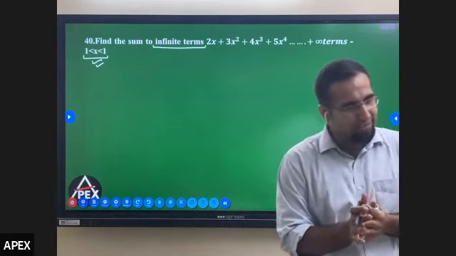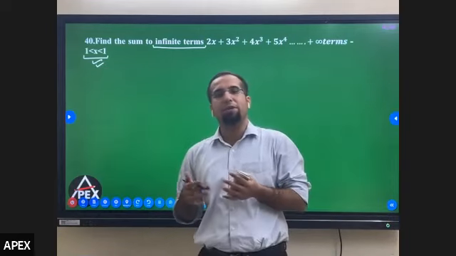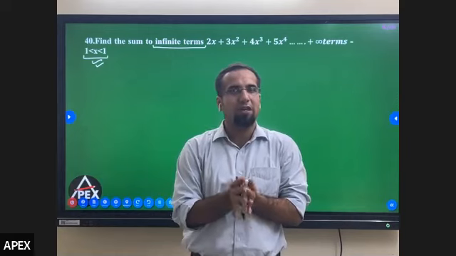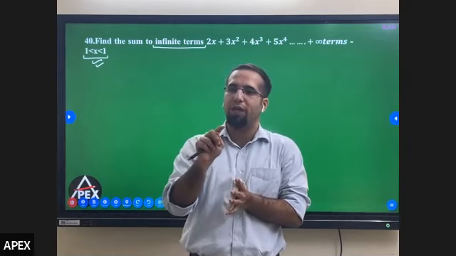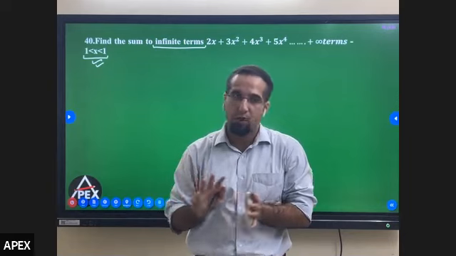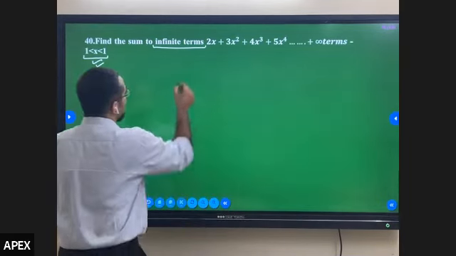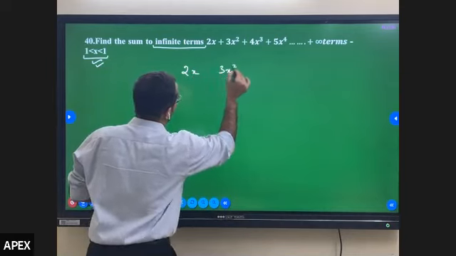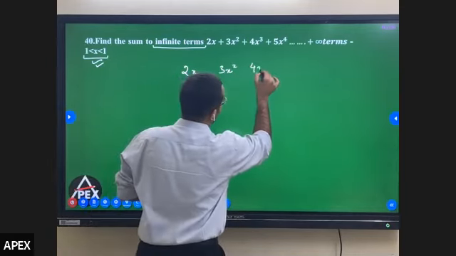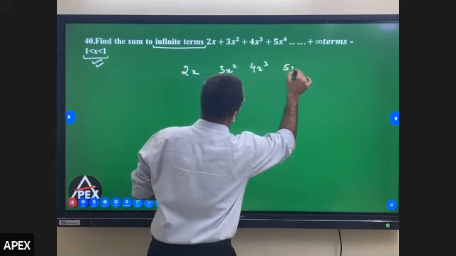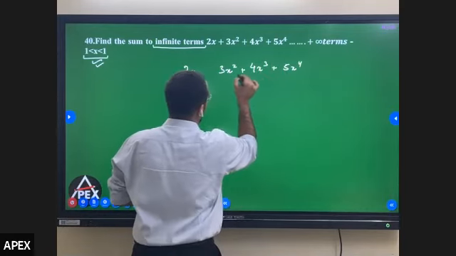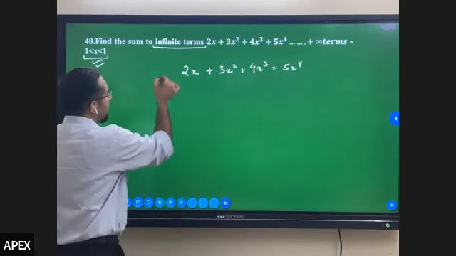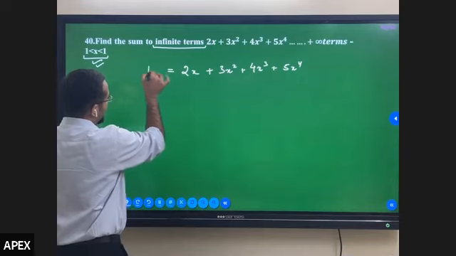Okay, let us discuss on these lines. To make this series only a geometric progression series, I have to eliminate the component which is making it an arithmetic progression series. So if I'm looking at my series, let's say I have 2x, 3x square, 4x cube, 5x to the power 4, and so on. The easier way to do this is, let me assume this value as k.